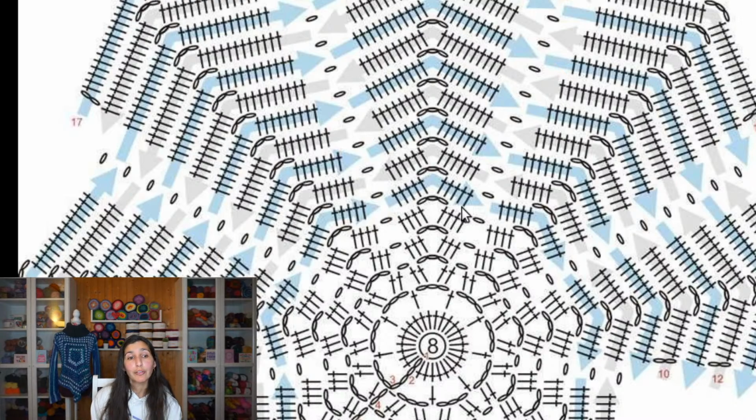But if you remember from last week's class, we can also know which way we work because of where the numbers are. So the row always begins from the side where the row number is and ends on the other side. And if the number on the next row is on the wrong side, we have to turn our work. We learned that last week.